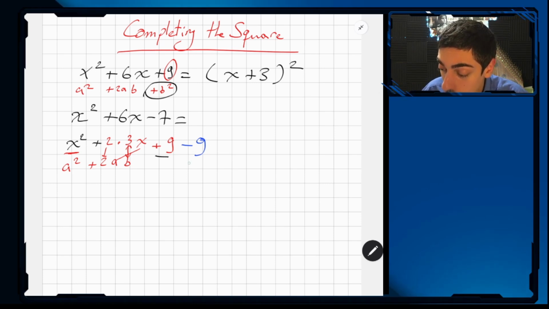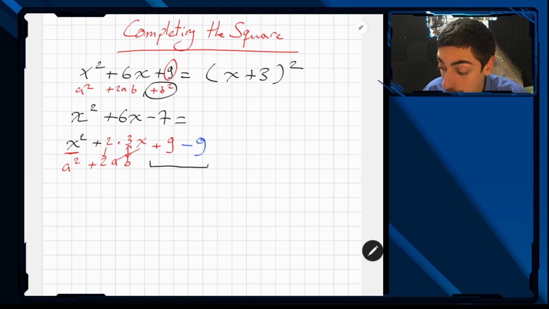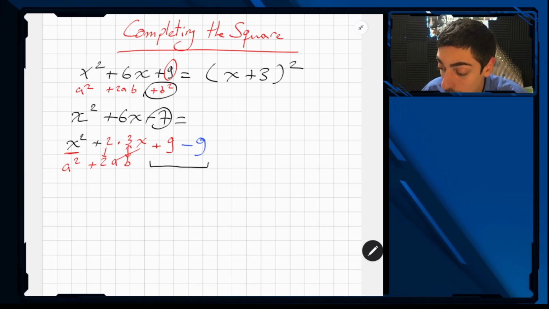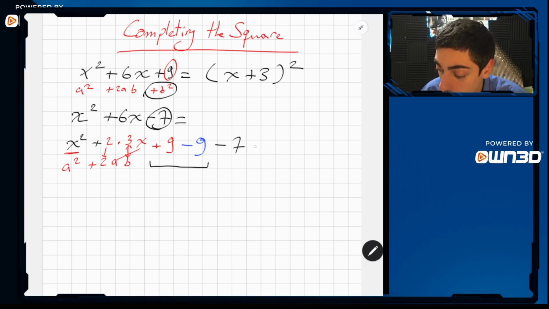So plus 9, minus 9, right? I did not change anything now. These things add up to a 0. So I have not cheated. And then the minus 7 from the top one here, it just gets copied. Okay.